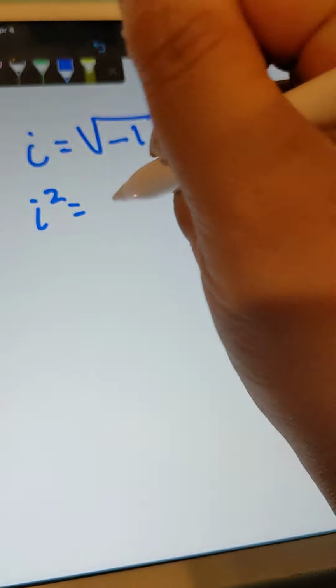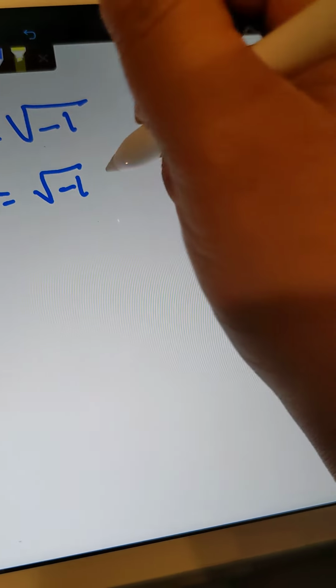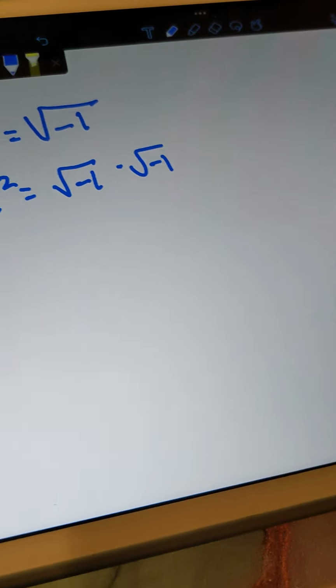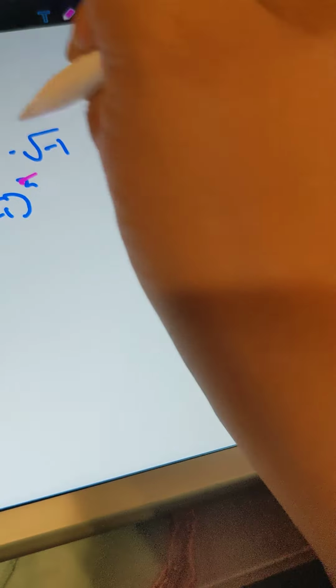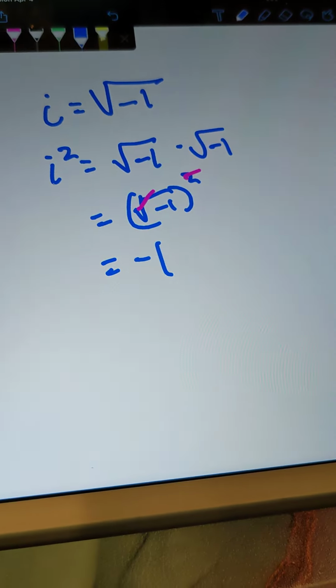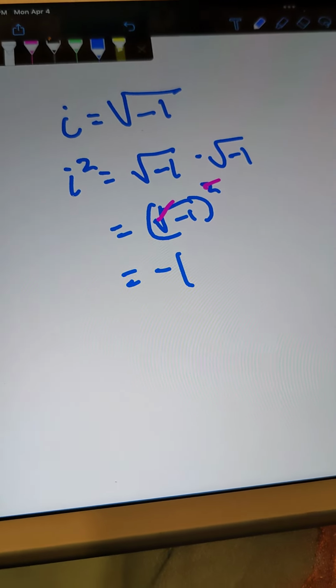Remember, this is also i to the 1, but we don't write the 1 exponent if we don't need to. So i squared is the same thing as the square root of -1 times the square root of -1, which is the square root of -1 squared. Those cancel, so we are left with just -1. I really hope you saw all that.